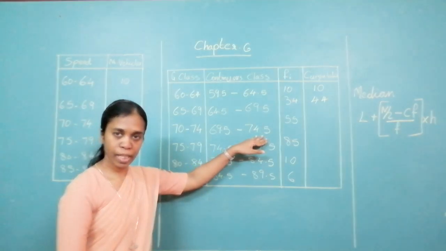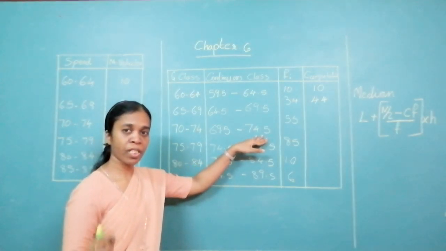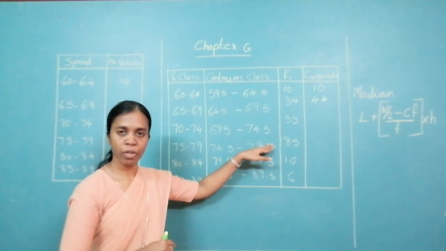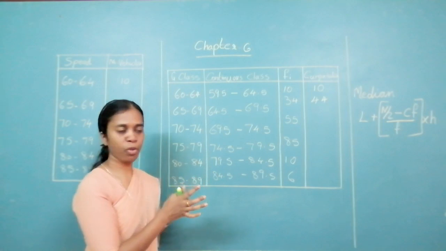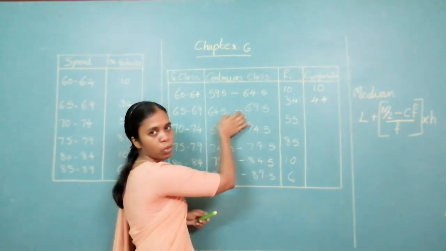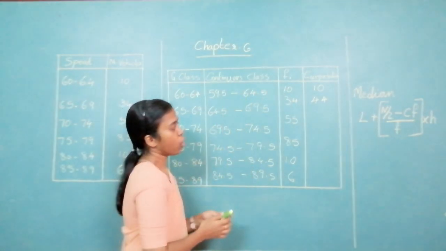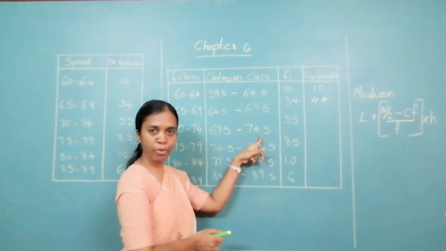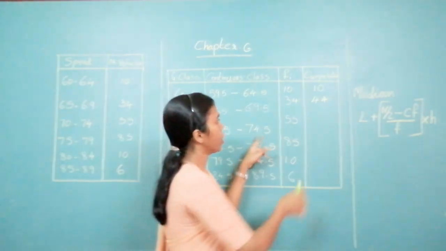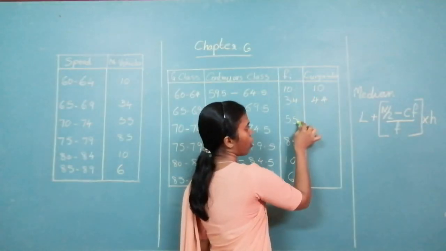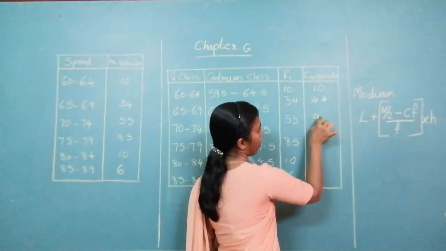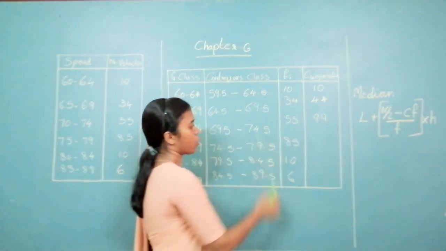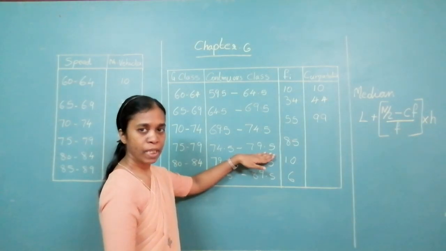How many vehicles have the average speed less than 74.5? When I ask you less than 74.5, this also is included, this also is included. So all these 3 come below 74.5. So how many are there? You have to add all these. So how much will you get? 99.